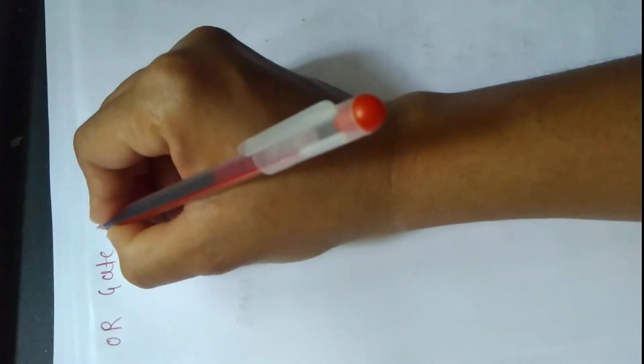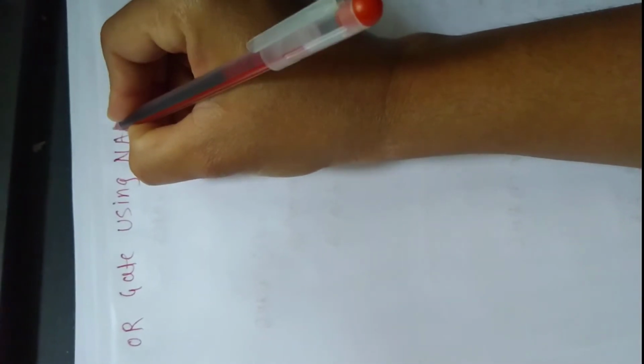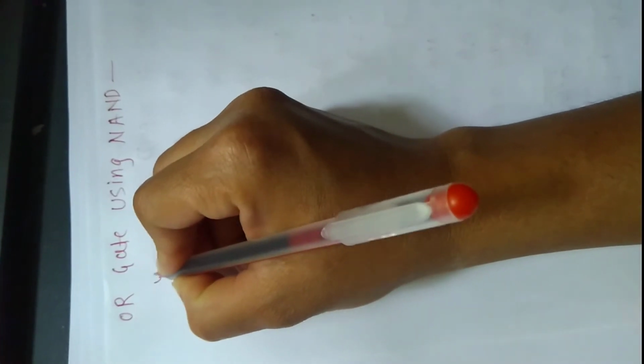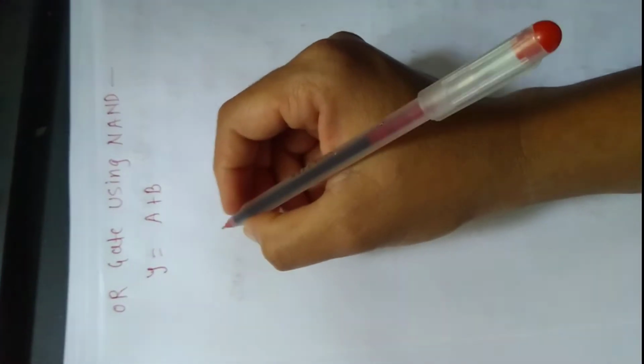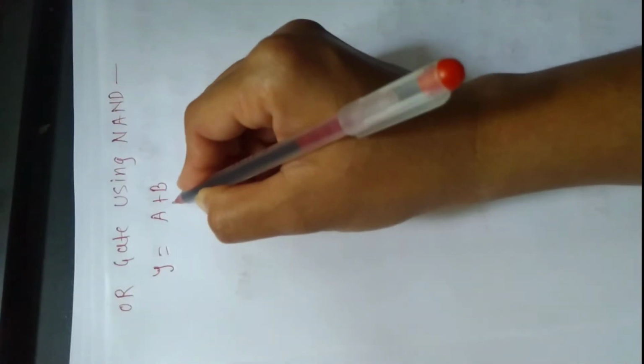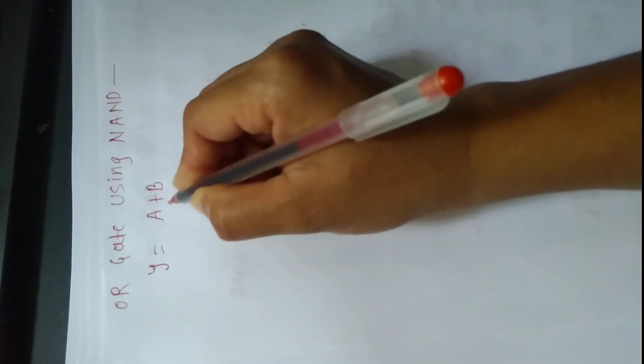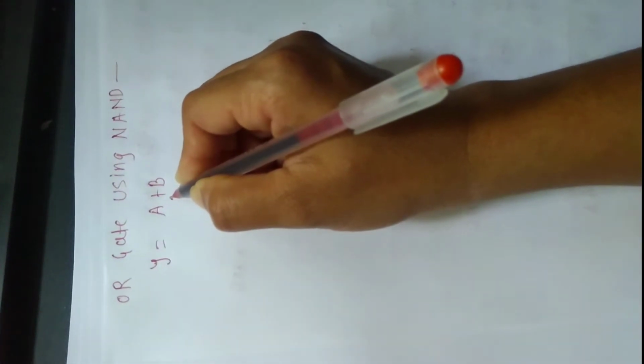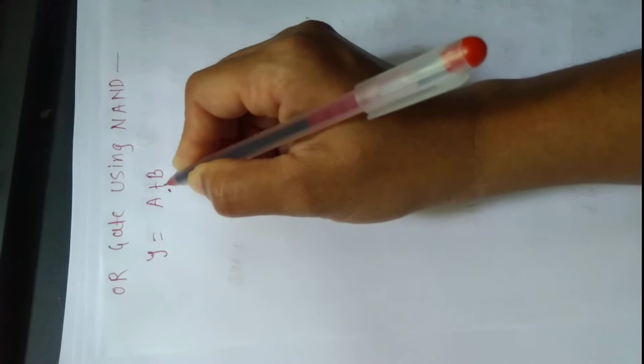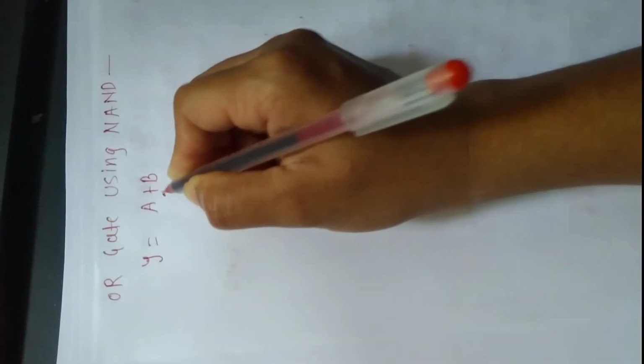Next expression, OR gate using NAND. OR gate using NAND only, in the form of NAND gate. So expression of OR gate, y is equal to a plus b. This expression is converted into the NAND form, and the expression of NAND gate is y is equal to a into b complete bar.